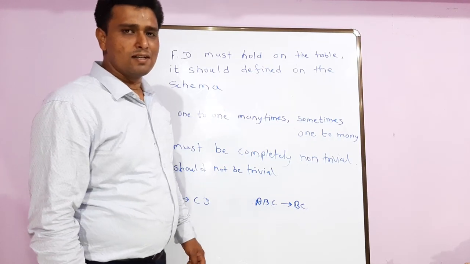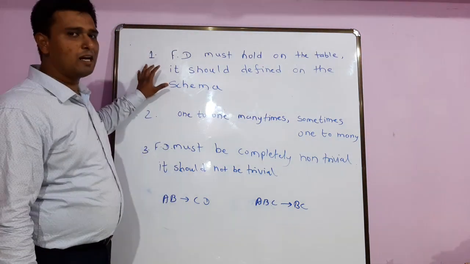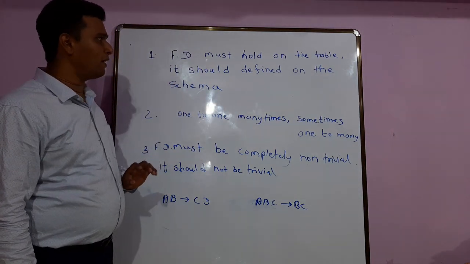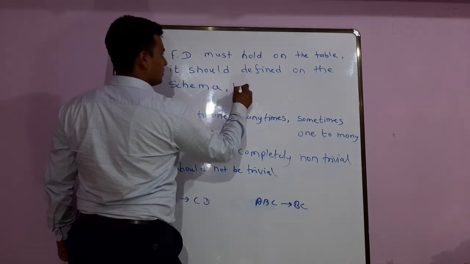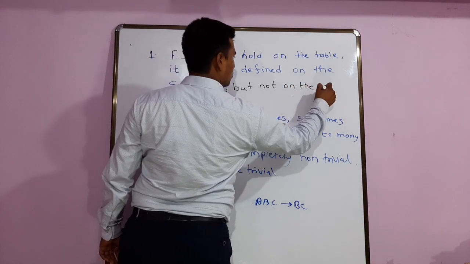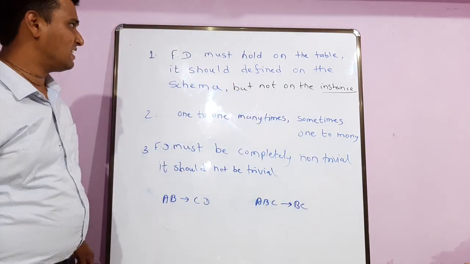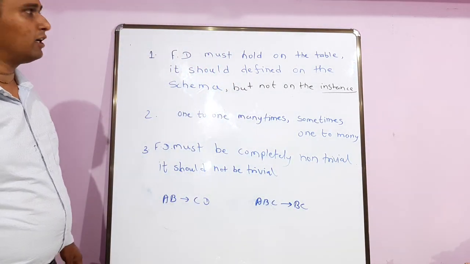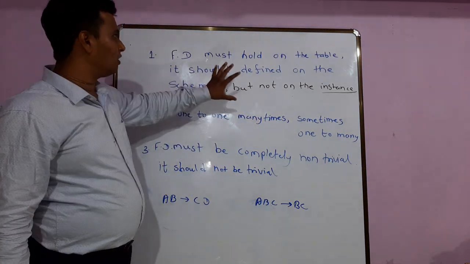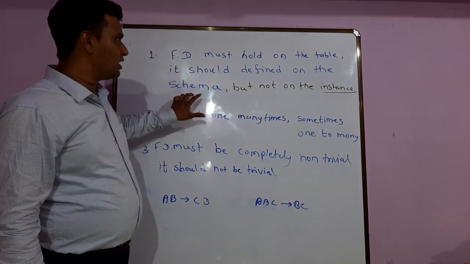There are some characteristics of functional dependencies that we are going to see here on the board. Read the first: functional dependency must hold on the table. It should be defined on the schema but not on the instance. I will explain this. What is the instance? Let's say T1 and T2 are matching. Some of the tuples may satisfy the functional dependency, but not all the tuples. That is what an instance is: some particular tuples. So a functional dependency must hold true on the table or relation, and it should be defined on the schema.